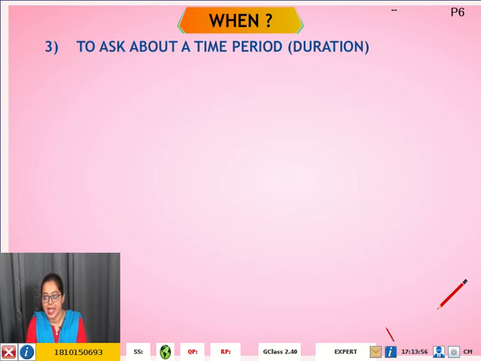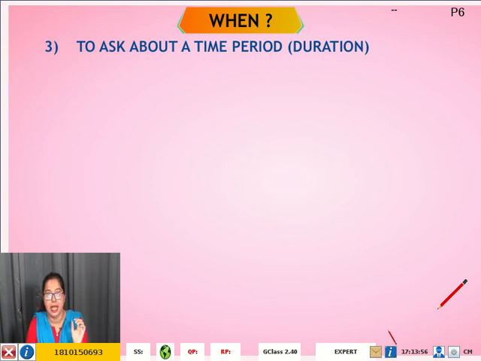Very good. Now let's see point number 3, another usage of the WH question when: to ask about a time period or duration. Suppose we are doing some kind of activity or work. How much time will it take? How much time duration are we going to spend on it? In order to know that, we use the WH word when. So to ask about a time period.